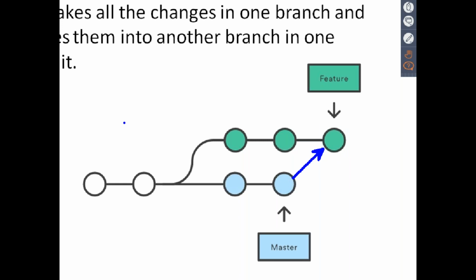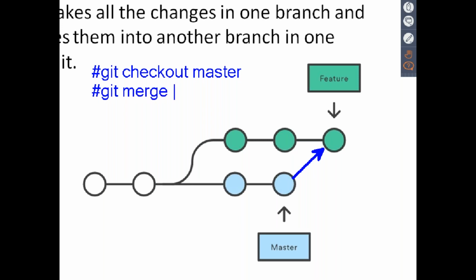So here we can use some commands. First, we have to check out to the branch. So git checkout master. Then we just switch to the master branch. Then git merge, merge the branch. For example, feature. So I'll get the code from the feature branch. The feature branch code will merge to master. It's a process we have, right?